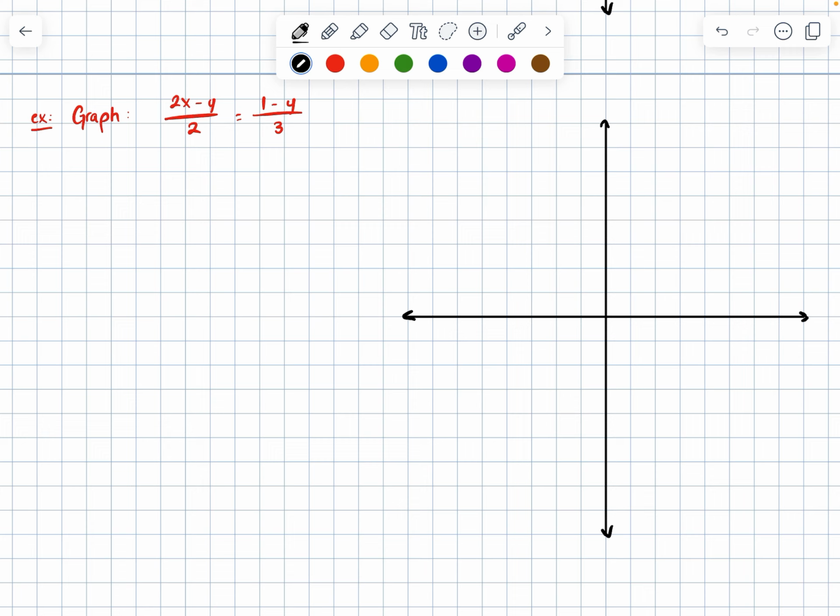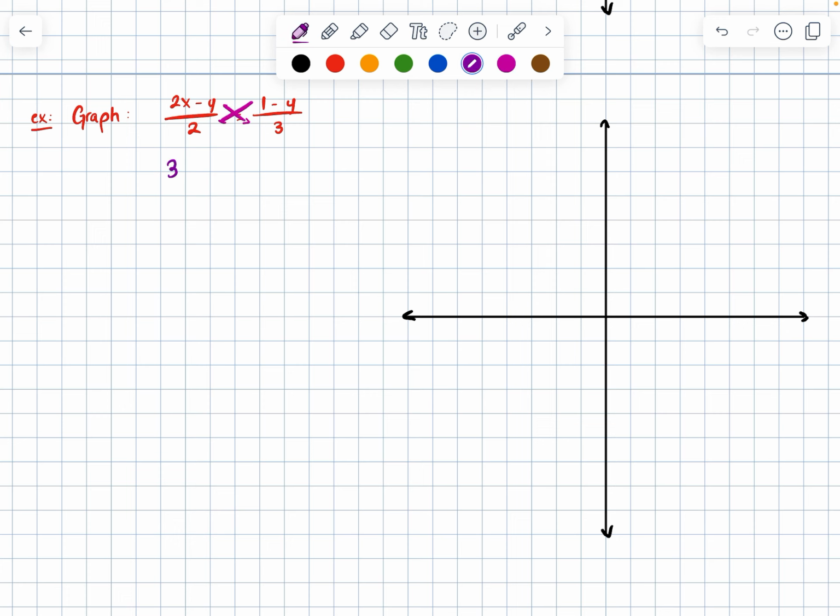Cool. One more for the road. Let's say I've got this guy. 2x minus y over 2 equals 1 minus y over 3. Notice I've got some fractions here, but that is still doable. This is a proportion. 2x minus y over 2, 1 minus y over 3. Both of those are fractions.